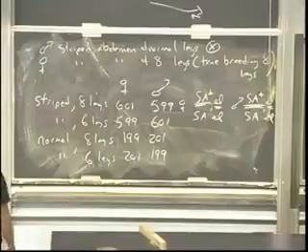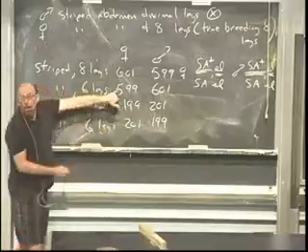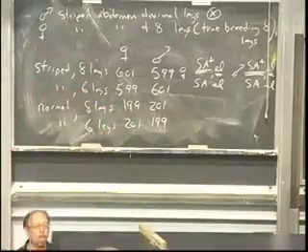Not seeing why it's 1 to 1. Let's do the math. So 8 legs here is 601 plus 199, which is 800. 6 legs here is 599 plus 201, which is 800. So the ratio is 800 to 800, 1 to 1. Yes, question? Okay, we're doing that next.